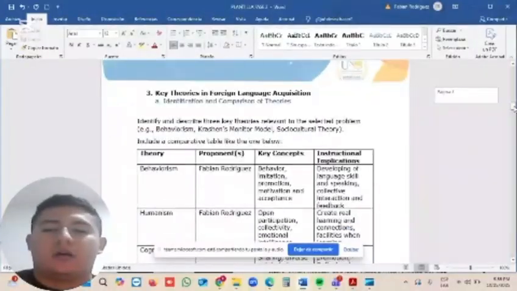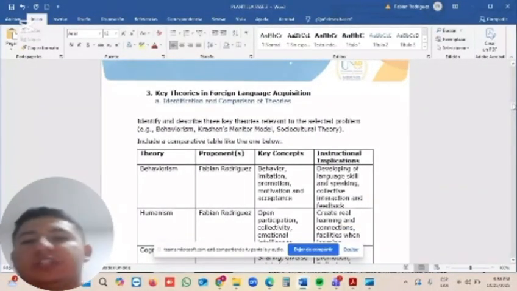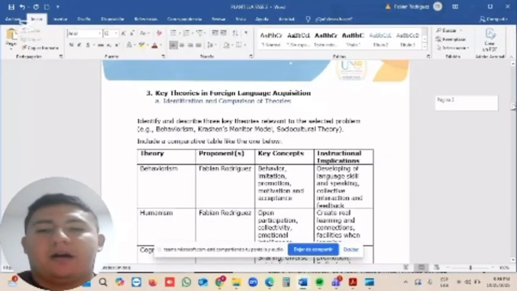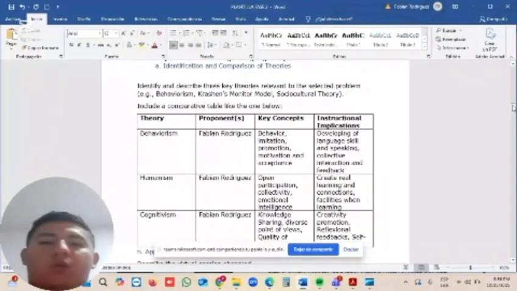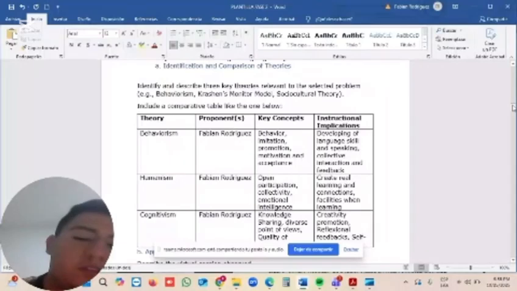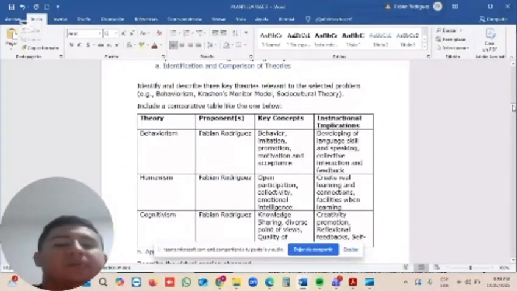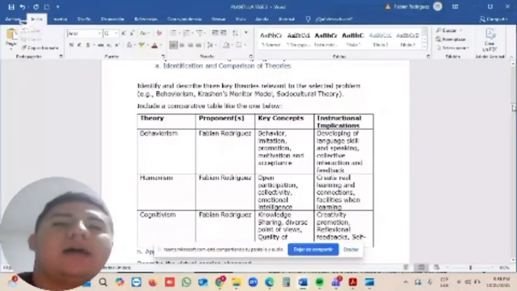Right here, we're going to find the key theories in foreign language acquisition. This square shows the three theories that I applied in that analysis report. Behaviorism is the first one. The second one is humanism, and the third one is cognitivism. Obviously, all of those were proposed by me because I had to do that part by myself as well.